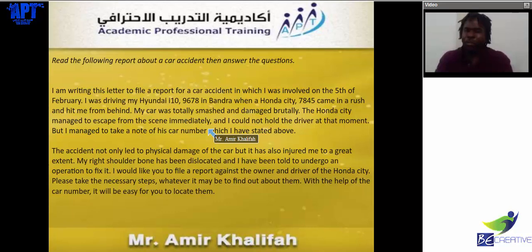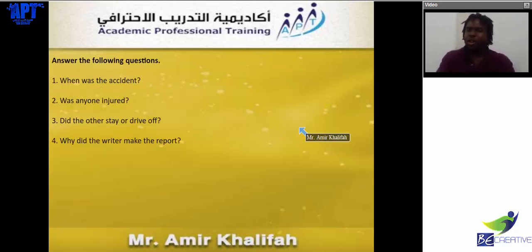What happened to him? His right shoulder was dislocated. Dislocated. Okay, so taken out. As well as the car was completely damaged. And he wants them to file a report so that he can get his rights from the driver who did this to him. Okay. We have a general idea. Now let's move on and let's check out the questions.